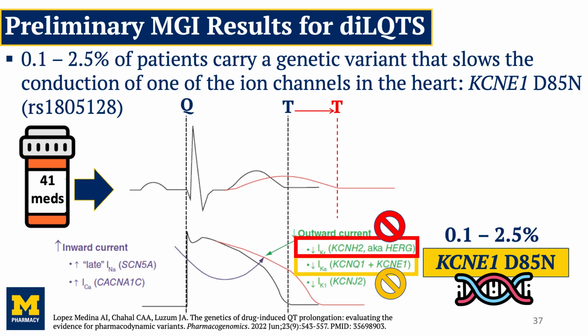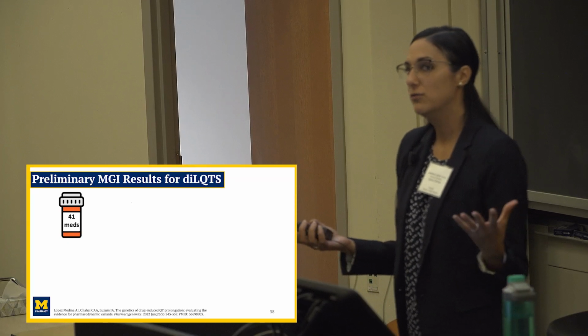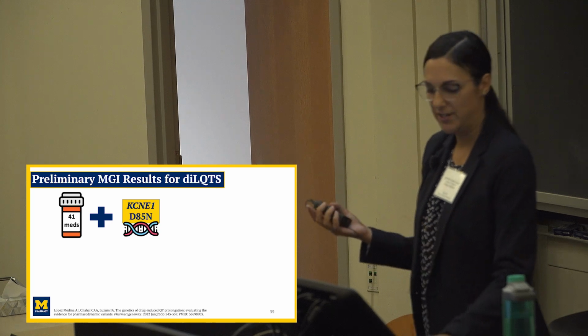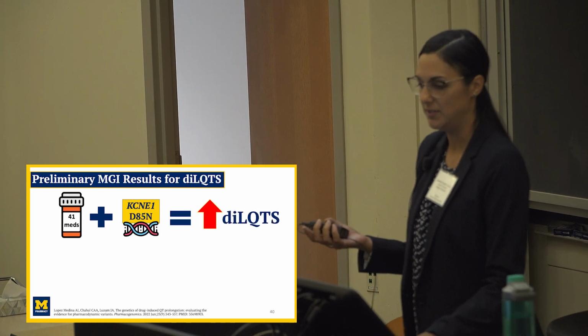So here we have our 41 medications. They're getting into that hERG channel, slowing down potassium flow through the hERG channel. But then there's also about 1% of patients who have this genetic variant that is also slowing potassium current through those channels. So we think, and others have thought, the combination of one of those 41 medications plus this genetic variant would significantly increase your risk for drug-induced long QT syndrome.